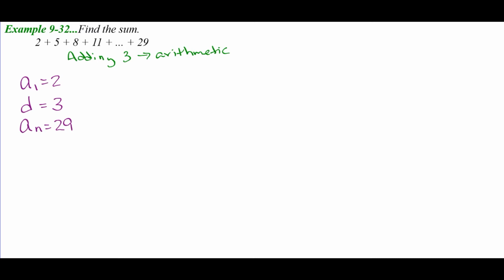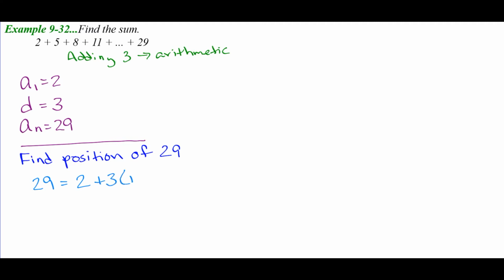For either of the formulas I have, I need to know the first term, the number of terms, and then either the constant difference or the last term. So right now I have everything except that number of terms. So what we need to do is use the last term to help us find that calculation. So we're going to find the position for that last term, which in this case is 29. So in order to do that, I'm going to use the explicit formula. So I'm going to plug 29 into the explicit formula. So 29 equals first term, which is 2, plus our constant difference, which is 3, times n minus 1. And then we can just solve for n there, and then we get n equals 10.